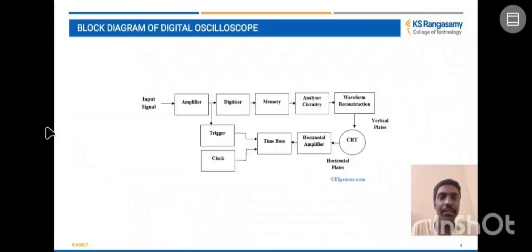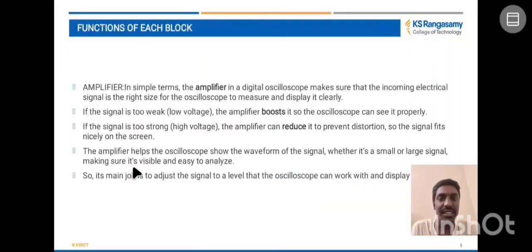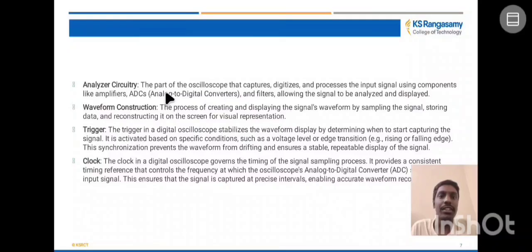So next we are going to see about analyzer circuitry. This is the part of the oscilloscope which captures, digitalizes and processes the input signal using components like amplifiers, ADCs and filters, allowing the signal to be analyzed and displayed. First it is captured, digitalized and then processed in this analyzer circuitry. Then waveform reconstruction is the process of creating and displaying the signal's waveform by sampling the signal, storing data and reconstructing it on the screen for visual representation.